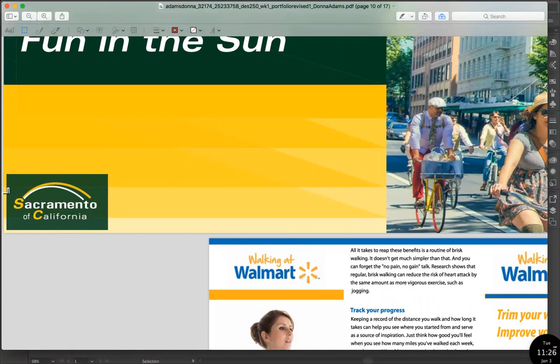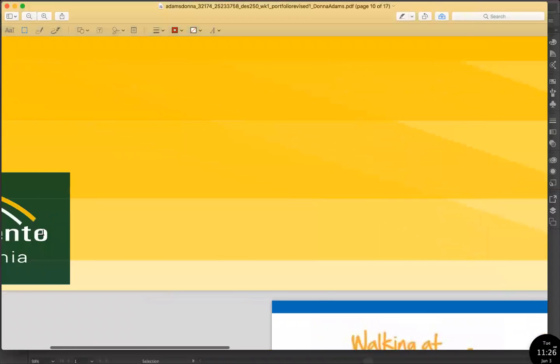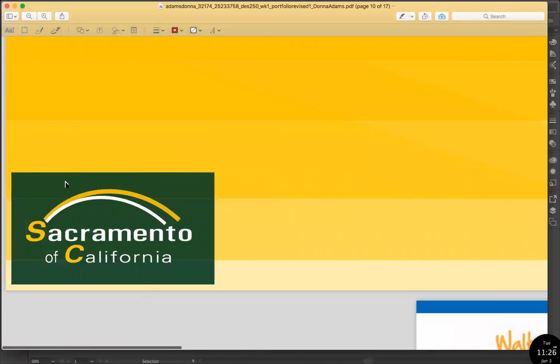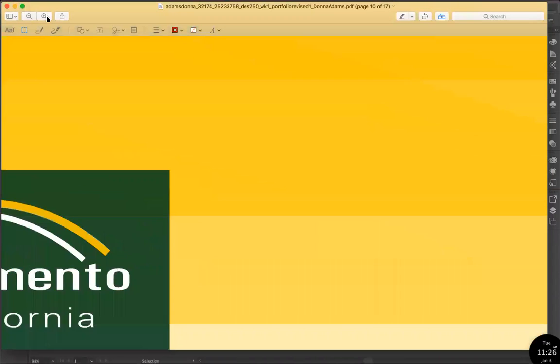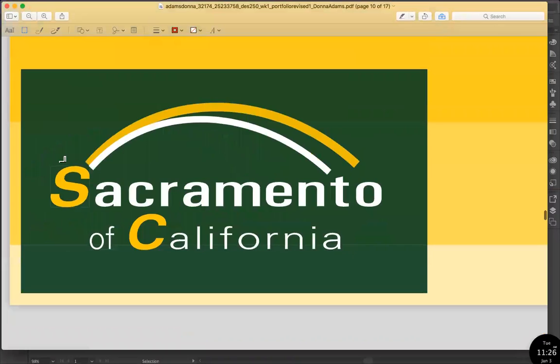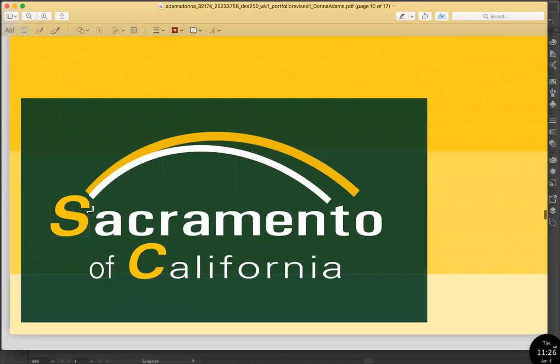But we are getting some white lines going across here. Again, go in and see. And we've got these lines going around the S and the "of." So go in and try to see where these lines are coming from and get rid of those.